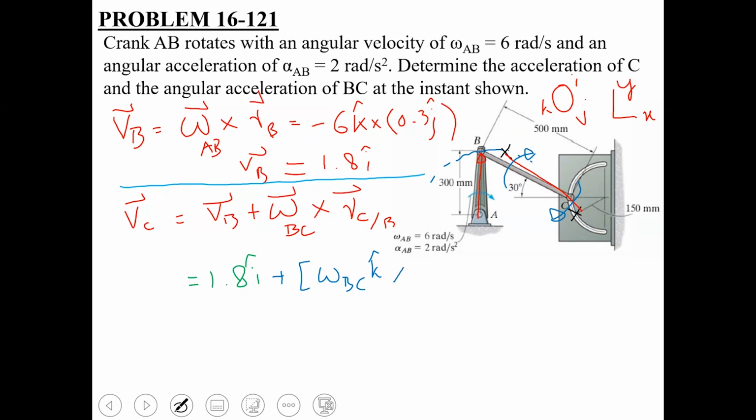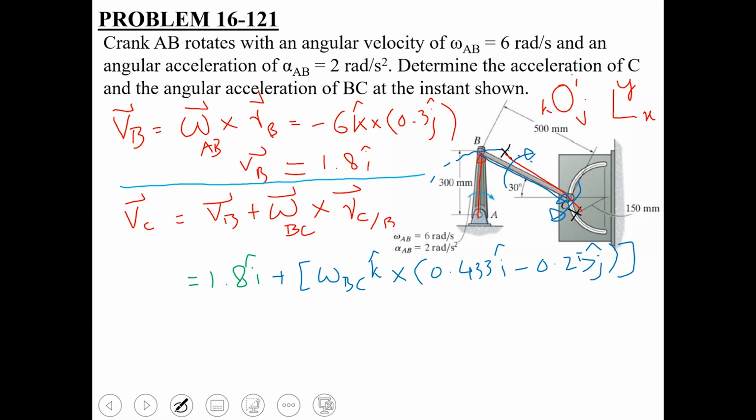What about this vector RCB, the relative position of C with respect to B? Which quadrant is it? Second quadrant. It is second quadrant, so positive x, negative y, angle is 30 degree, so 0.5 cos 30 i minus 0.5 sin 30 j will be your vector. It is not reversed. Which quadrant is it, fourth quadrant, positive x, negative y. Yes sir. So 0.433 i minus 0.25 j will be your relative position vector r.